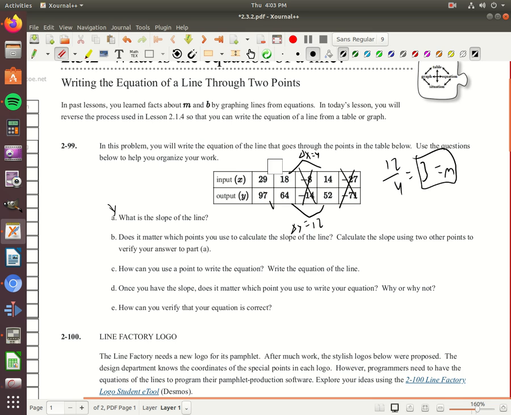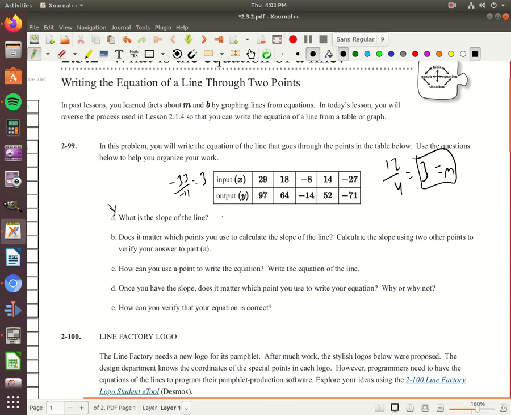Just to verify that you could have used any ones you wanted: here, my y goes down 33, and my x goes down 11, and negative 33 divided by negative 11 equals 3. So it doesn't matter what you choose. You're going to get the same slope either way, as long as you have 2 points on a line.